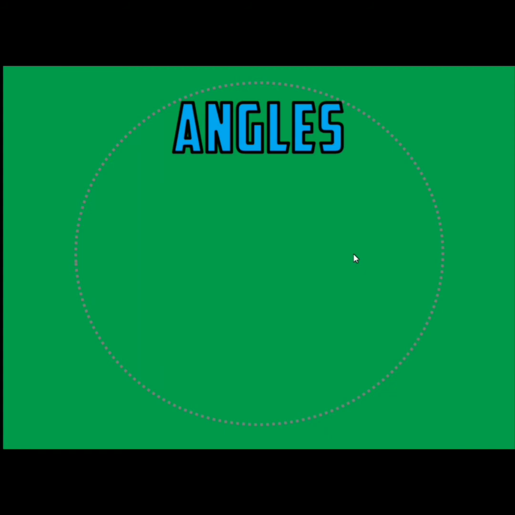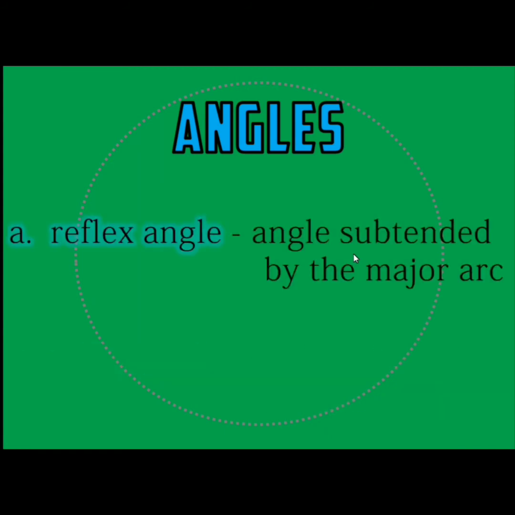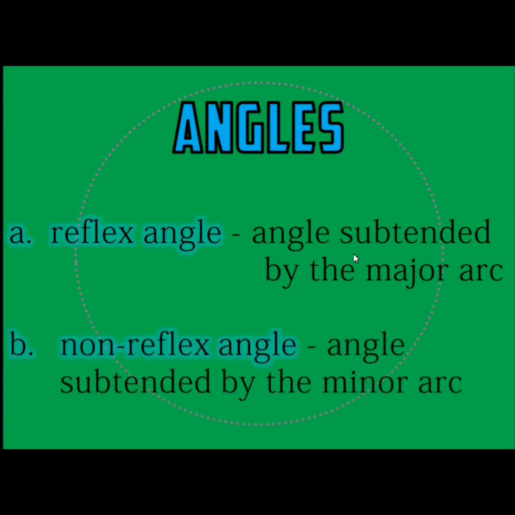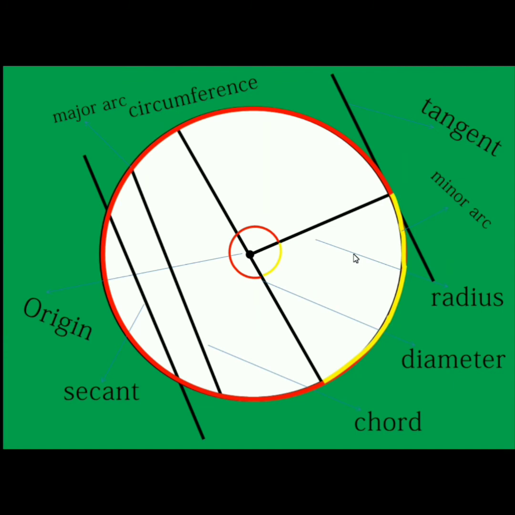Fourth parameter is angles. We have reflex angle, which is the angle subtended by the major arc. The non-reflex angle is the angle subtended by the minor arc. So this is the non-reflex angle, the yellow one, and the red one is the reflex angle.